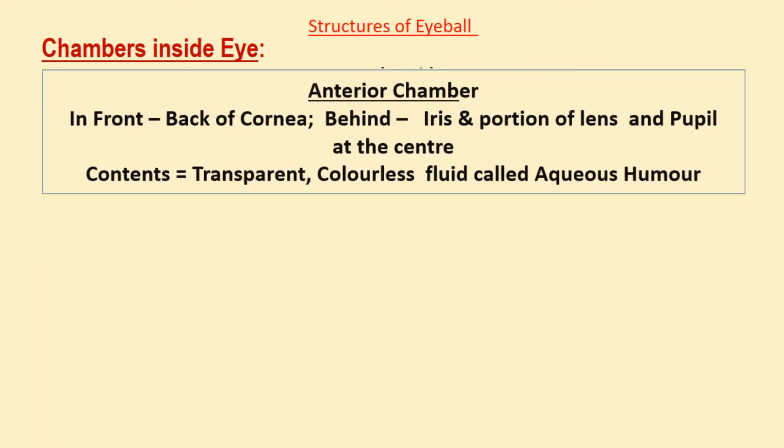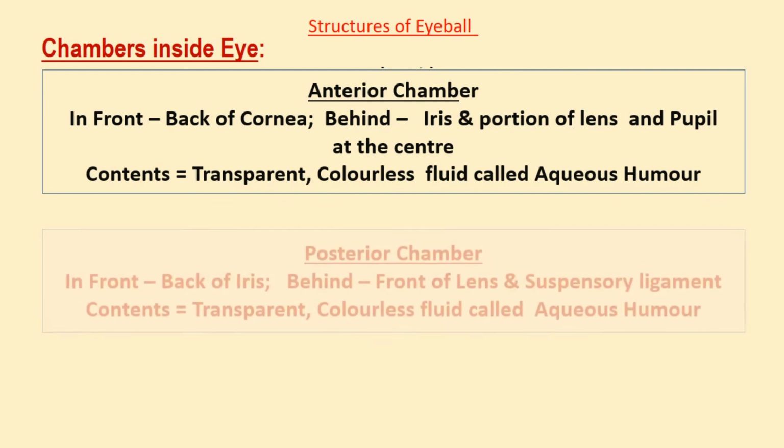The anterior chamber is bounded in front by the back of the cornea and behind by the front of the iris and the middle part of the front surface of the lens, the pupil remaining at the center. It contains a transparent colorless watery fluid called aqueous humor.